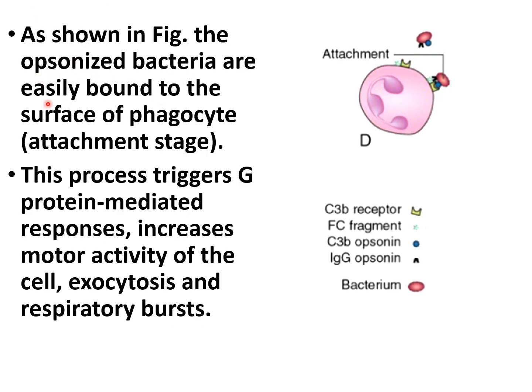So opsonized bacteria are easily bound to the surface of the phagocyte, and this process triggers G protein mediated responses, increases the motor activity of the cell, exocytosis and respiratory burst.